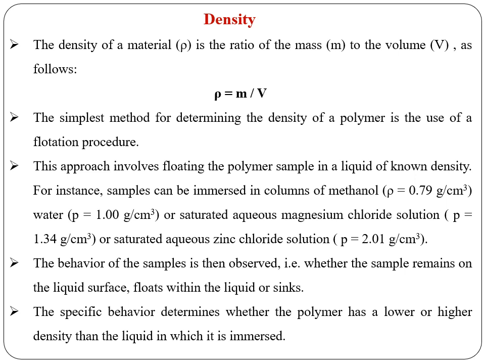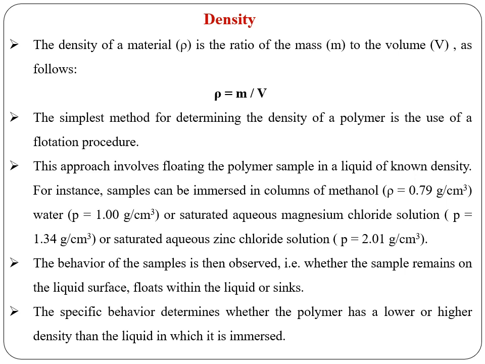The second property is density. We all know that density of a material is the ratio of mass to the volume, and it can be given by the equation rho is equal to m by v. The simplest method for determining the density of a polymer is the use of a flotation procedure. And this flotation procedure involves floating the polymer sample in a liquid of known density.